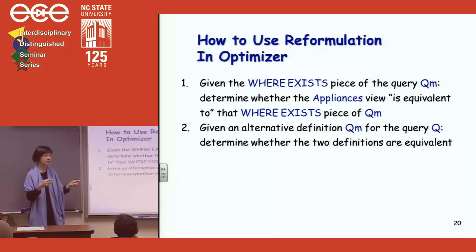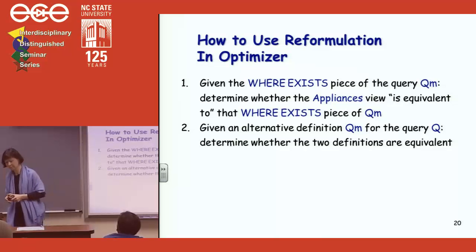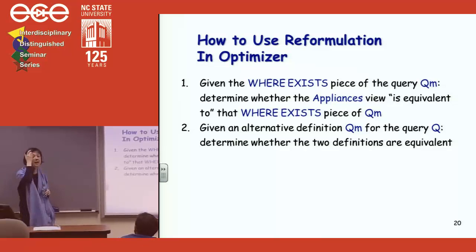If yes, then we can use QM to answer Q, right? Isn't the view also computed? Is the view pre-computed? Yes, it's a table. It's a table of all items that are appliances. And that table has a definition. And we want the optimizer to be able to use the definition of this table to see if it can replace part of the query.